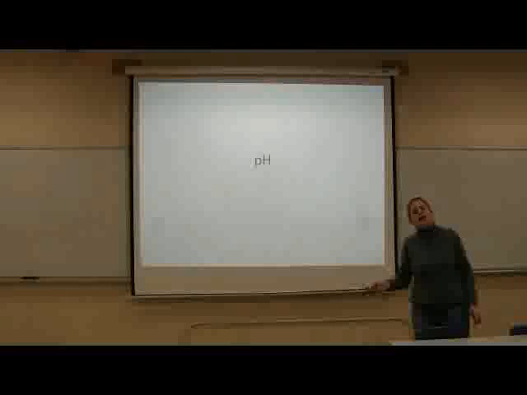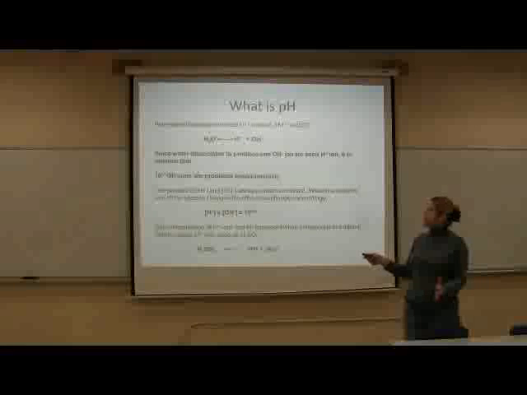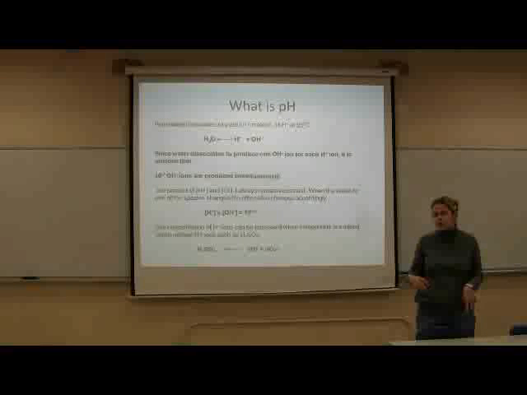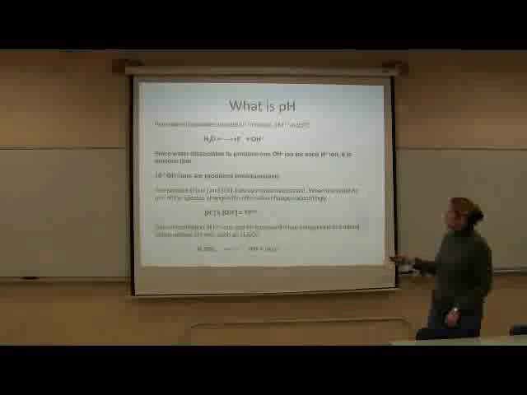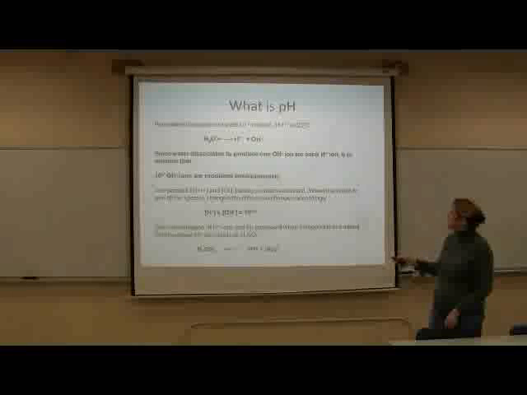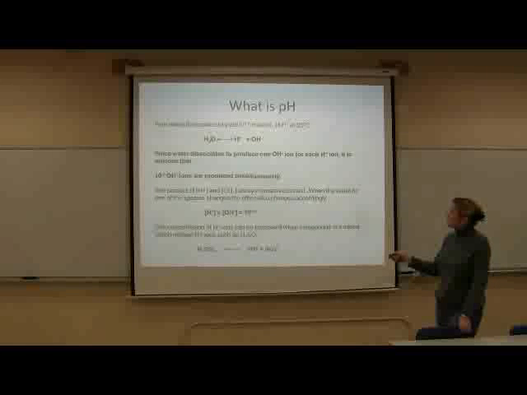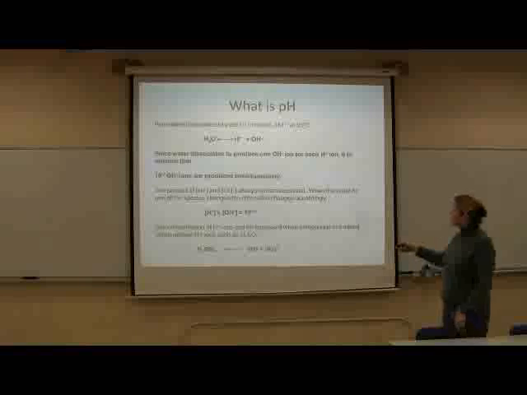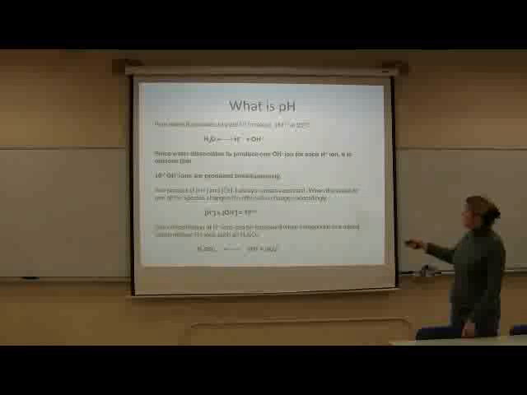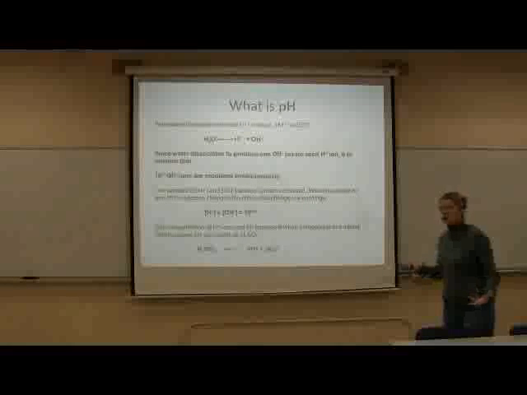Okay, so let's talk now about pH. Just a reminder, we all remember that water dissociates into hydrogen and hydroxide ions. When you dissociate water you get 10 to the minus 7 hydroxide ions, and you will also have 10 to the minus 7 hydrogen ions. So the product of these two is going to be 10 to the minus 14.